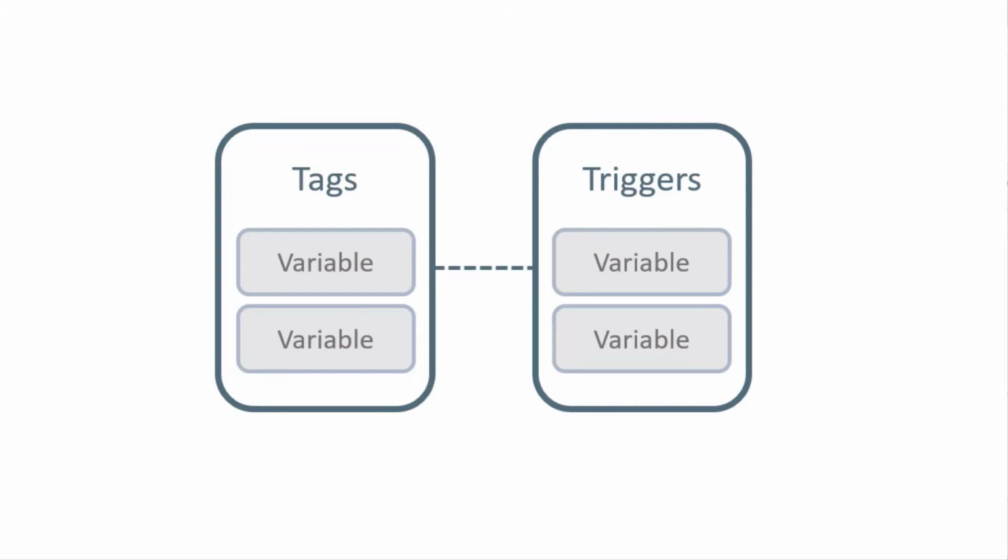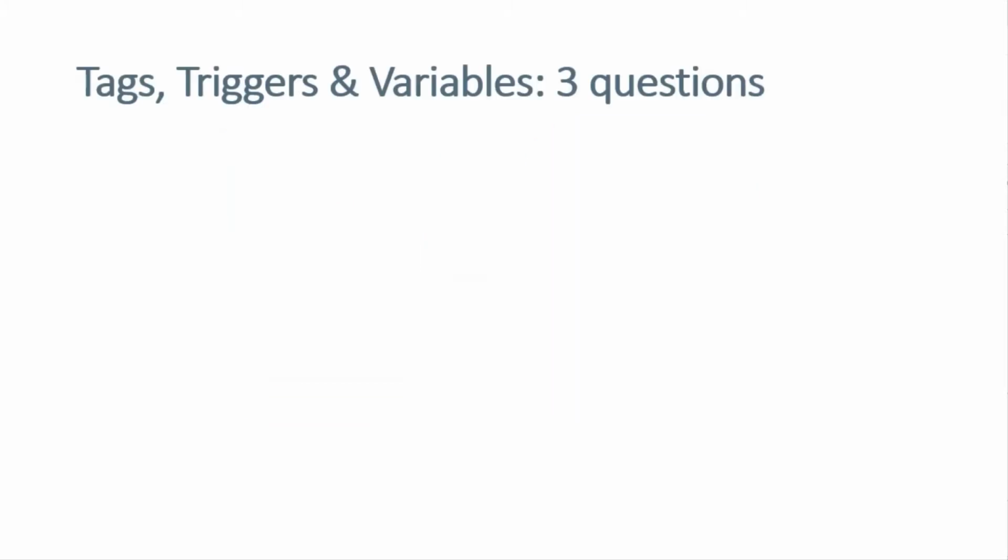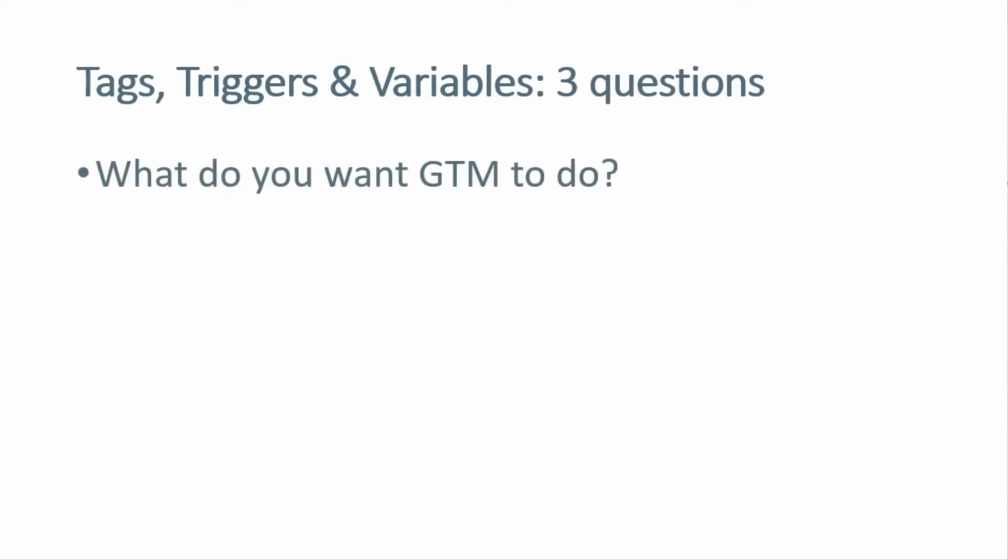When I explain tags, triggers, and variables to Google Tag Manager users, I usually like to start with three questions. So the first question is, what do you want Google Tag Manager to do? So for example, if you want to track a conversion, that's a tag. If you want to implement a chat widget on your website and that chat widget requires to add a code, that's a tag. Another example could be if you want to track a page view and send that page view to Google Analytics, that is also a tag.